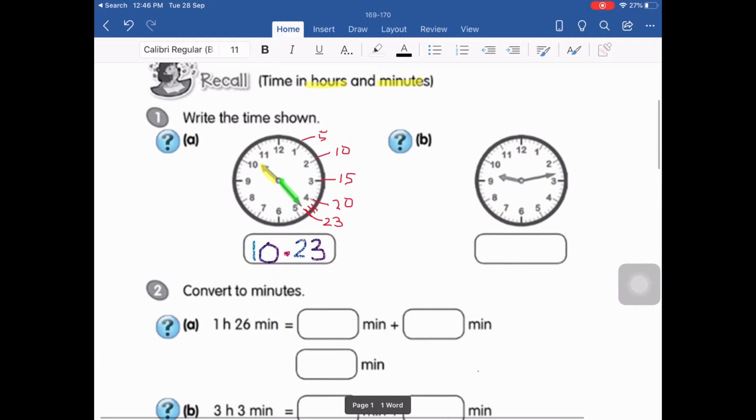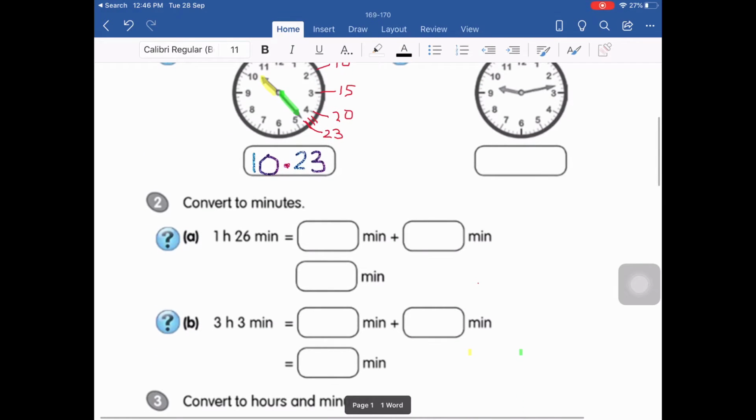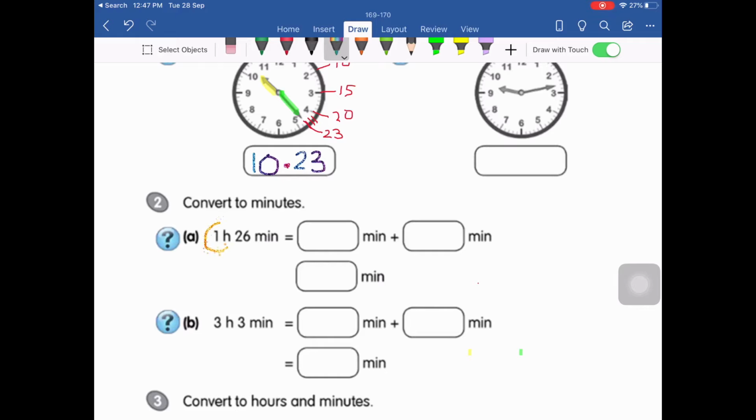2a. Convert to minutes. 1 hour is made up of 60 minutes. And we add the remaining 26 minutes over here. So that means 1 hour and 26 minutes has a total of 86. There are 86 minutes in 1 hour and 26 minutes.